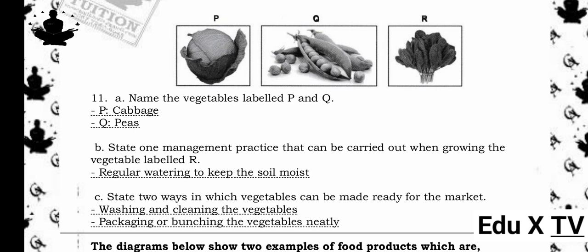B. State one management practice that can be carried out when growing the vegetable labeled R. Regular watering to keep the soil moist. C. State 2 ways in which vegetables can be made ready for the market. Washing and cleaning the vegetables. Packaging or bunching the vegetables neatly.